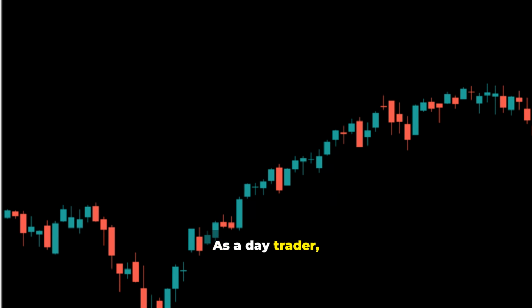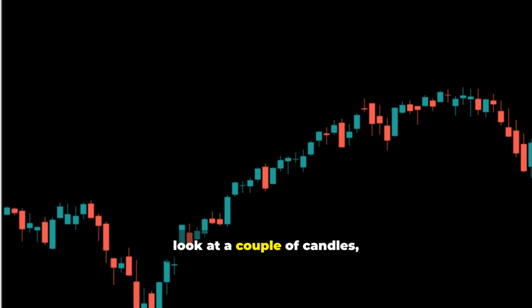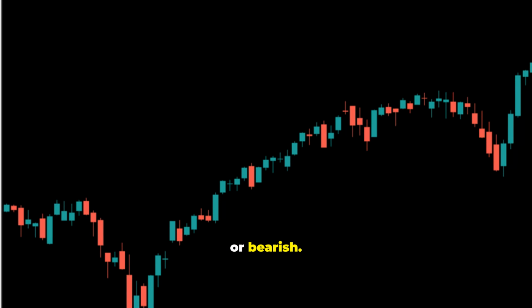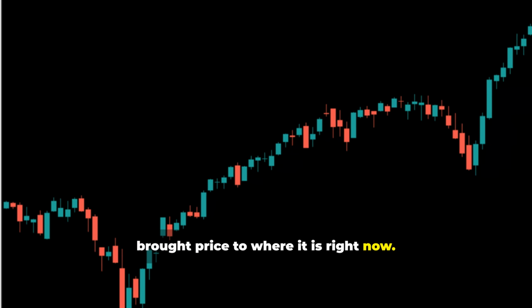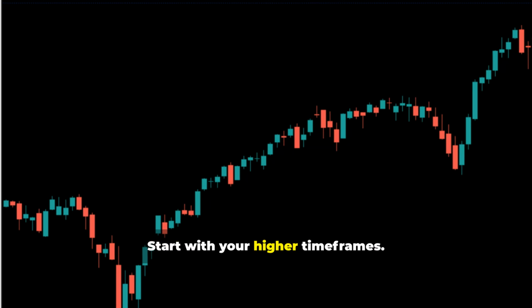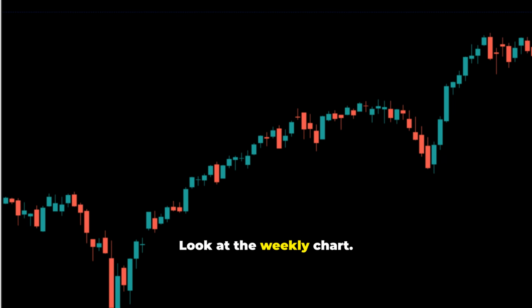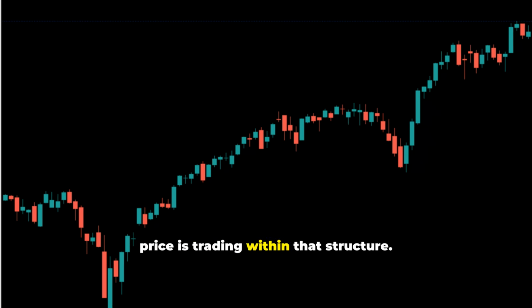As a day trader, you cannot simply open a chart at the opening bell, look at a couple of candles, and decide whether the market is bullish or bearish. You need to understand the story that brought price to where it is right now. Start with your higher time frames. Look at the daily chart. Look at the weekly chart. Understand the larger trend and where price is trading within that structure.